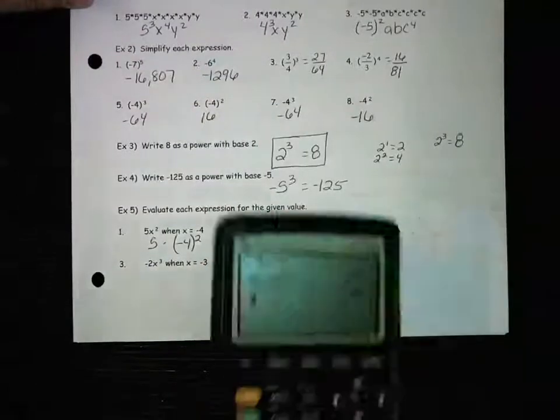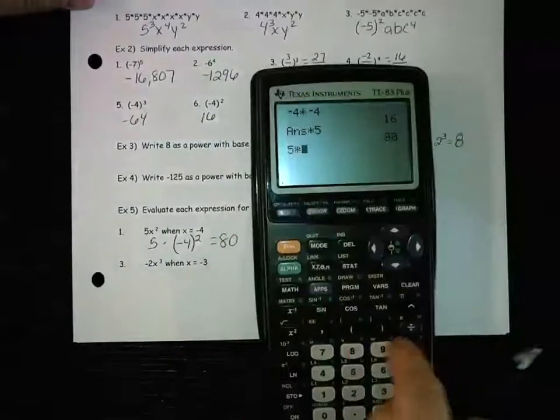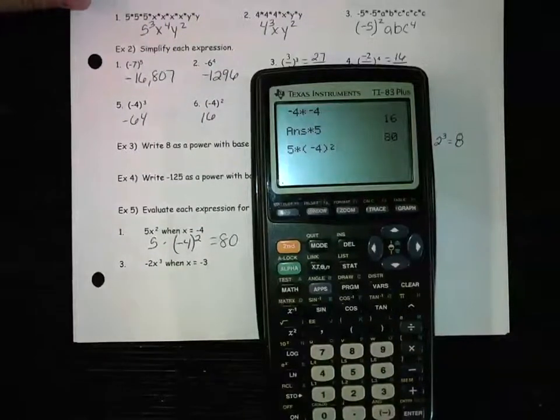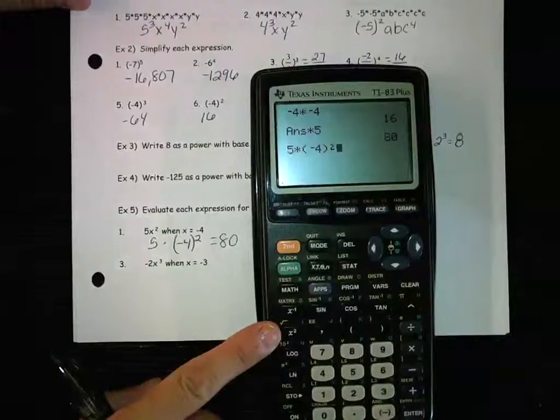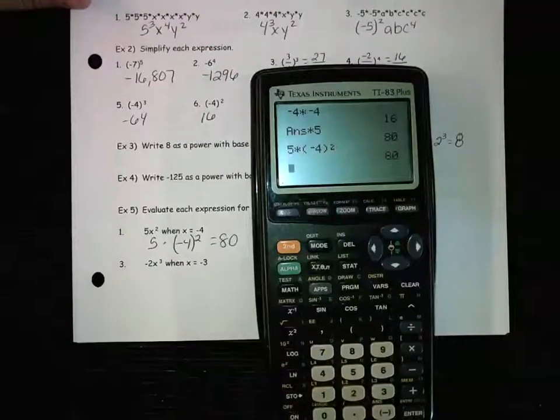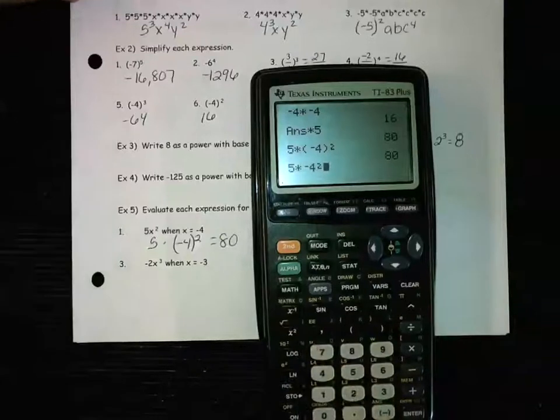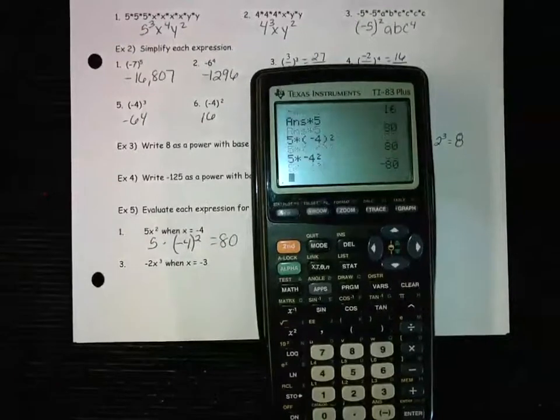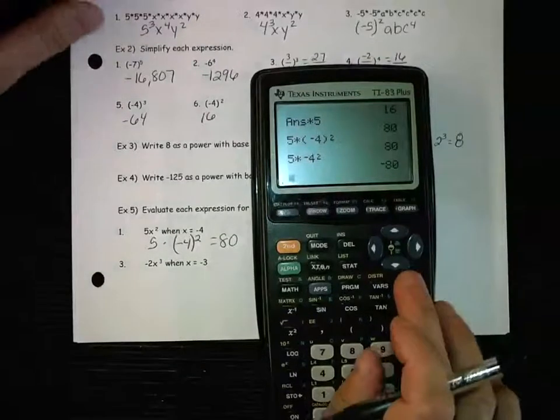And you can enter that whole thing in your calculator: 5 times negative 4 squared. And you'll notice I use the squared key. You cannot enter this, that does not have the parentheses. If you do that, you'll get the negative 80. You have to do negative 4 times negative 4, so you need those parentheses.